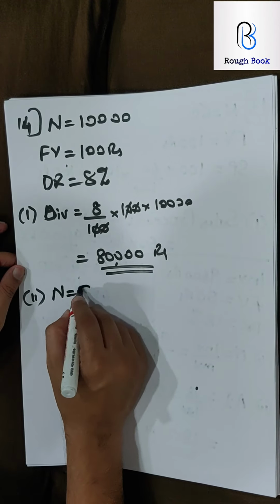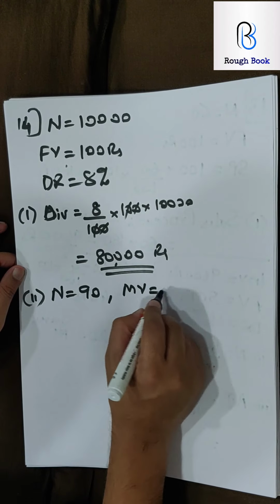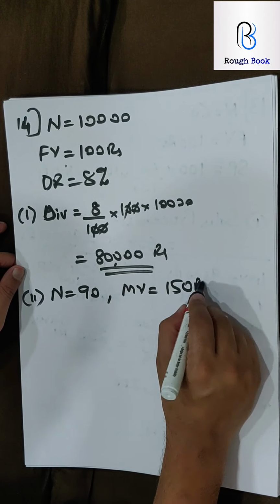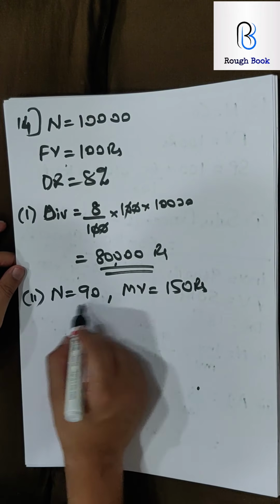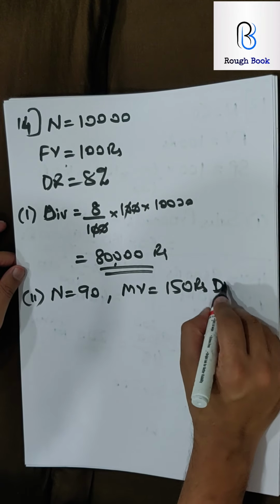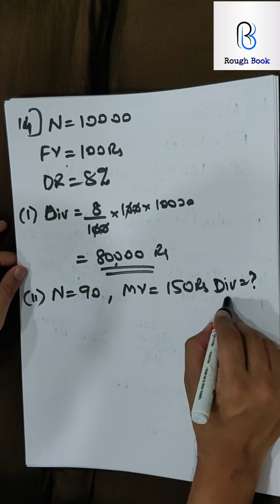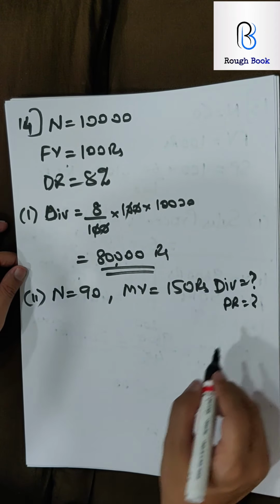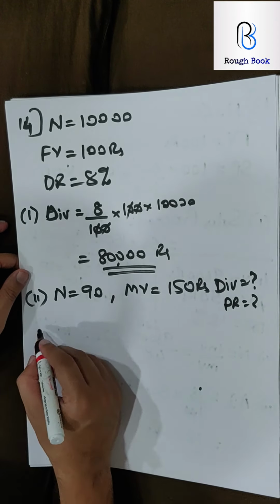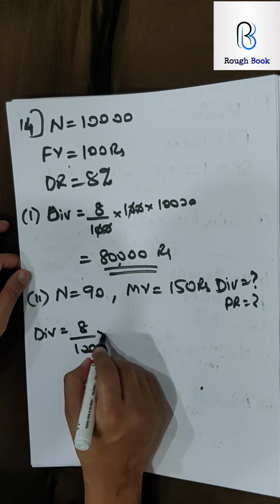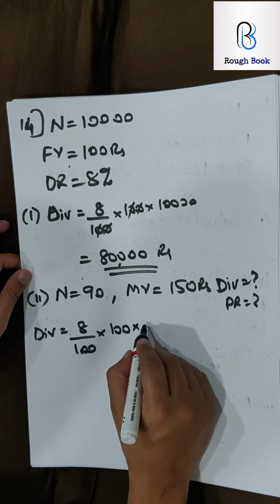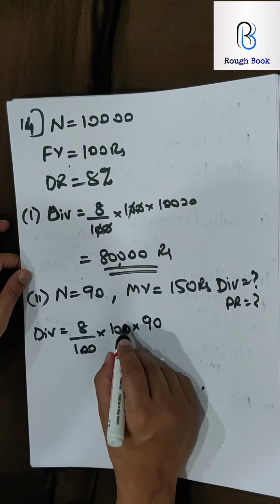Second part of the question. Ramesh had bought 90 shares of a company at 150. So the number of shares bought by Ramesh is 90 at market value 150 rupees. The question is to calculate the dividend he receives and the percent return for him. So calculate the dividend and the PR for Mr. Ramesh.